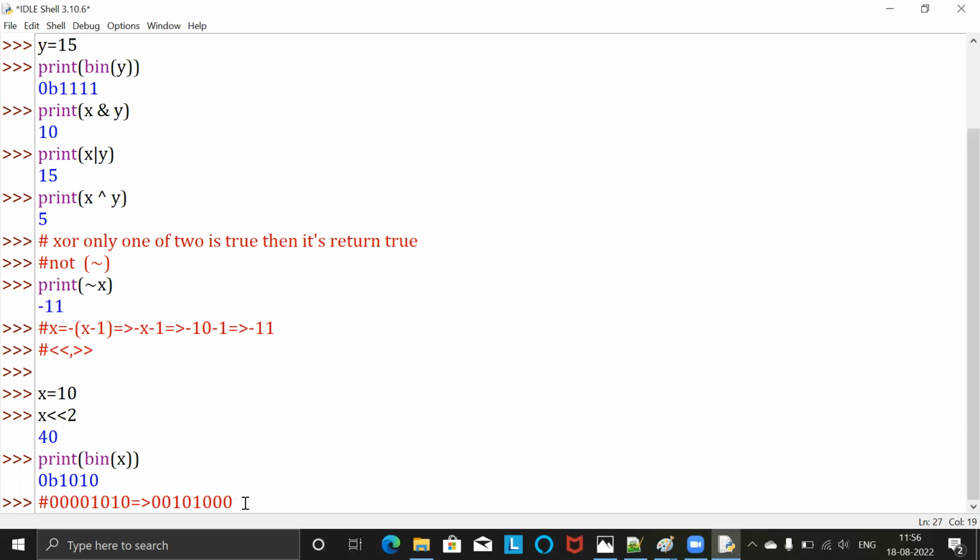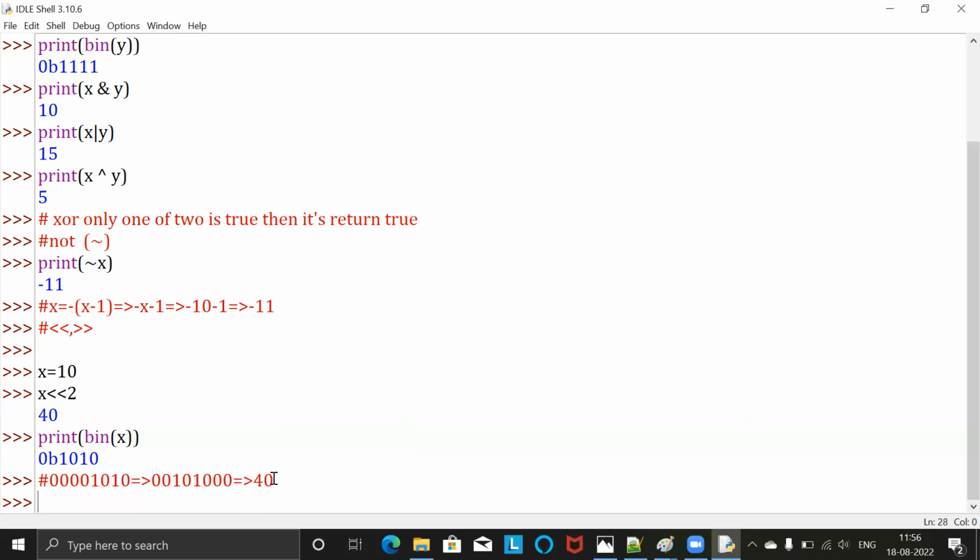Then the answer is 1, 2, 4, 8, plus 16, plus 32. The 1, 2, 4 positions are zeros, plus 16; 8 plus 16 is not needed, so we can't add. Next 32, and 32 plus 8 is 40. So it returns 40.